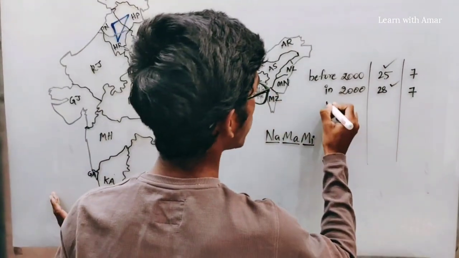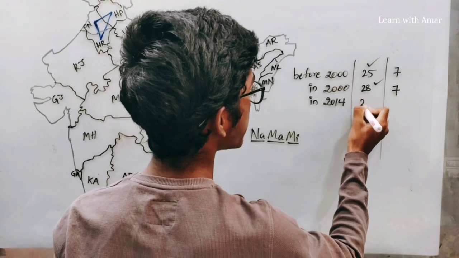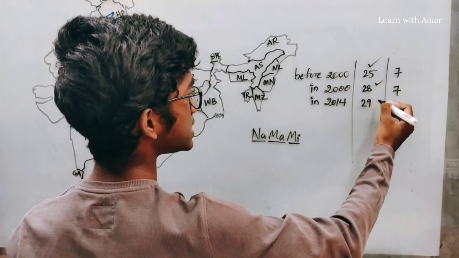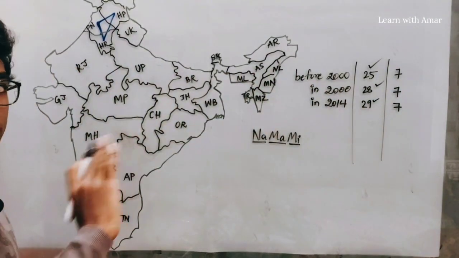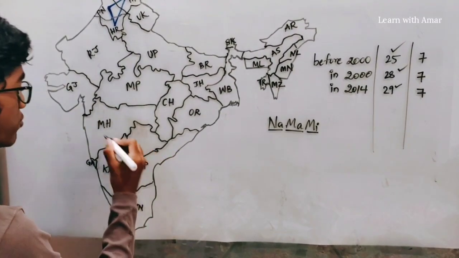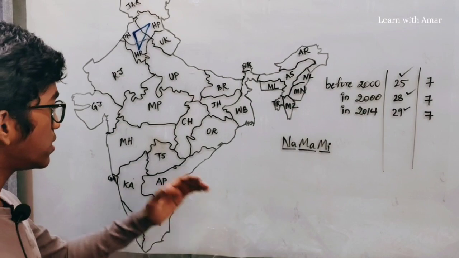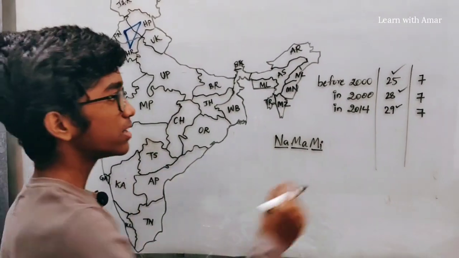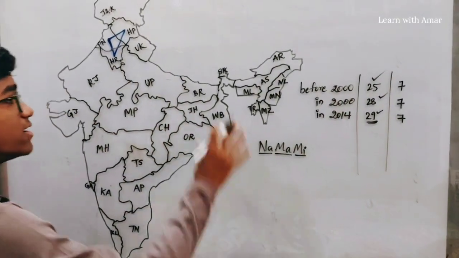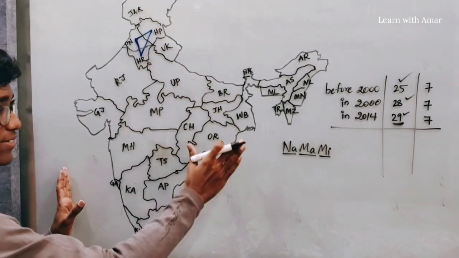Moving forward, coming to 2014. In 2014, these 28 states became 29, and the union territories remained as they were. So to these 28 states, another state was added in the year 2014. That is this one. This is the 29th state of India, that is Telangana. It was separated from Andhra Pradesh on 2nd June 2014. Alright, so from 2014, we had 29 states and 7 union territories. Okay, so these are the 29 states and 7 union territories.